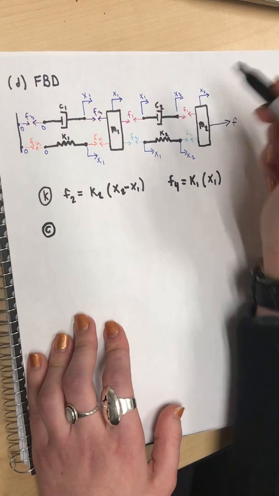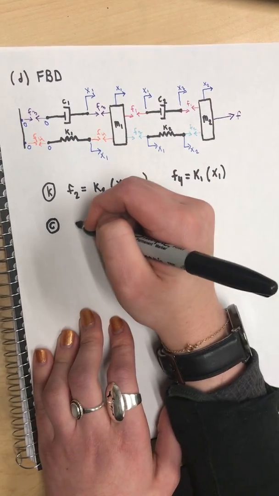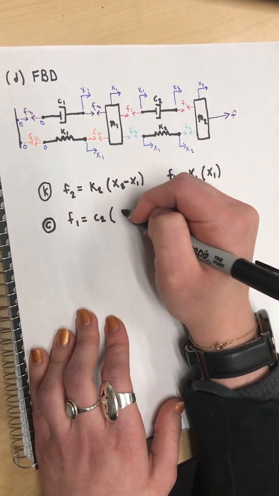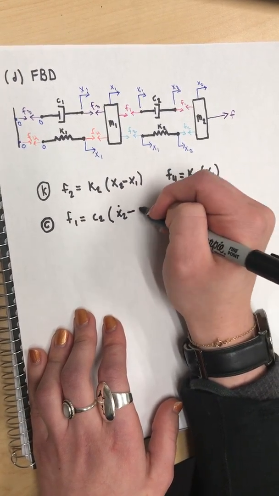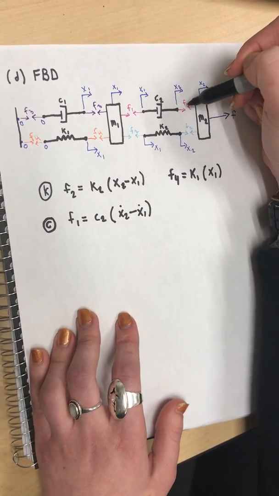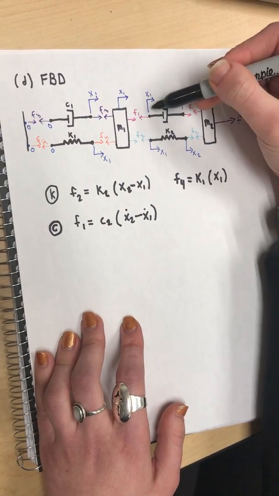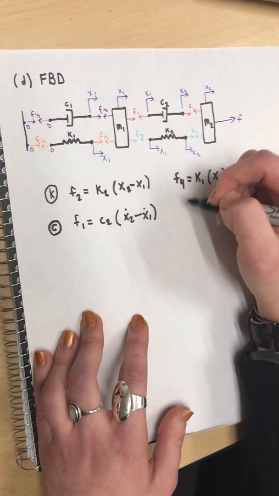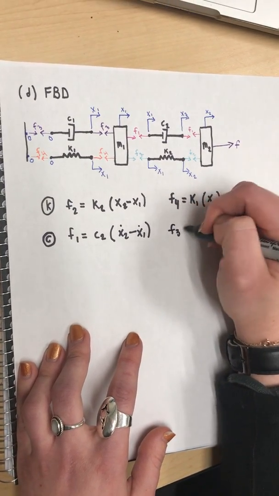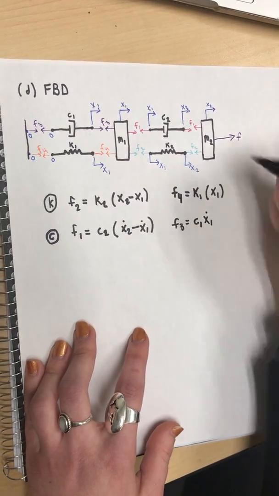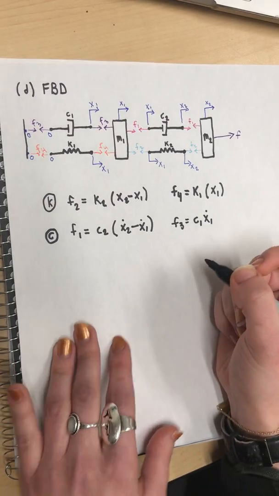Moving on to the dampers. So for this damper right here, the force applied is F1 equals C2 times X2 dot minus X1 dot. And we do that order because x2 is in the same direction as the force, while these are in opposite directions. And then for the other damper, we have force 3. So F3 equals C1 times x1 dot, because we're just subtracting 0 from that.